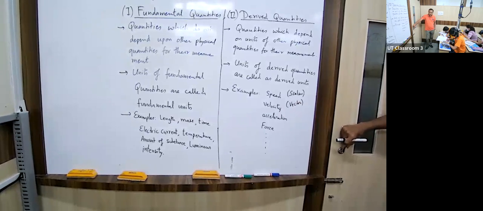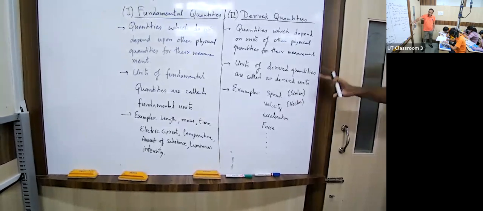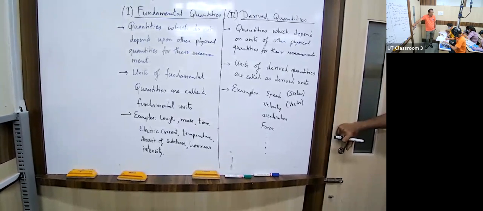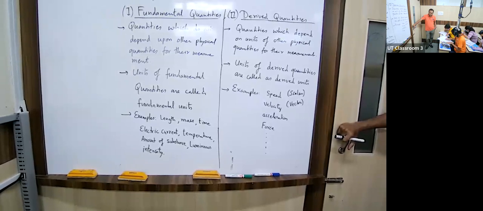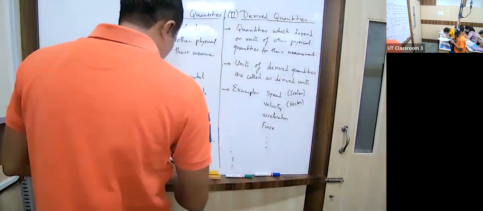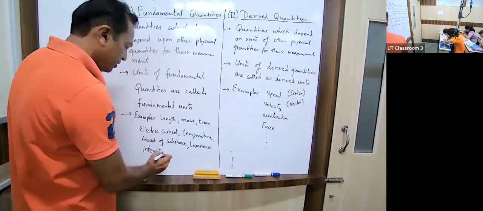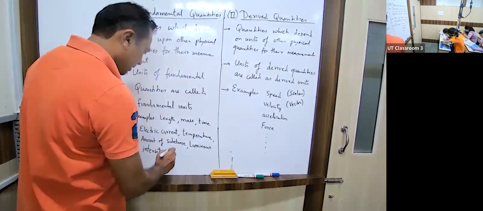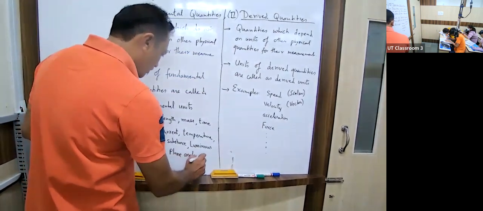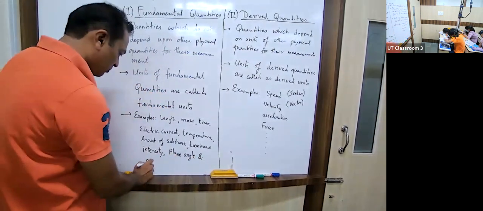So the good thing is there are only 7 fundamental quantities, so you can easily remember those. And all the derived quantities are combinations of those 7 fundamental quantities. In addition to those 7, there are 2 additional quantities which we call plane angle and solid angle. I will explain what it means.